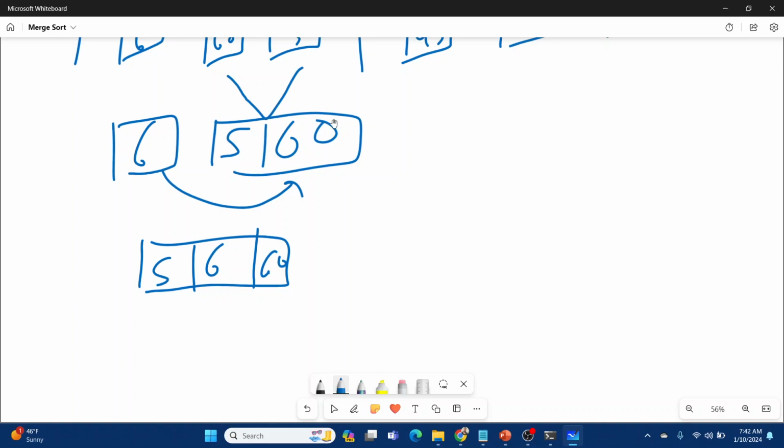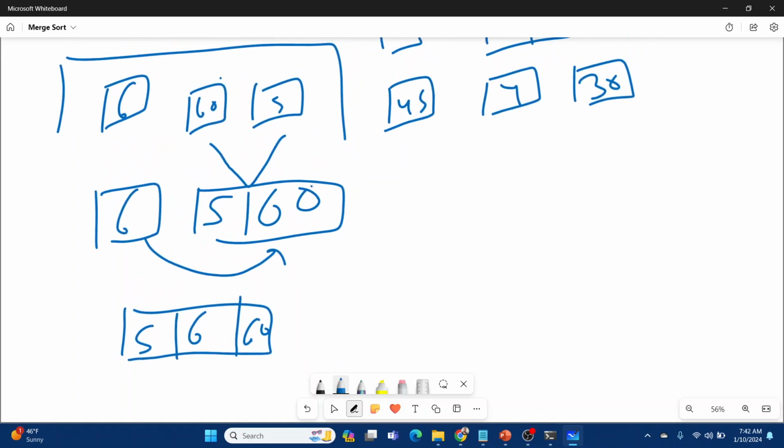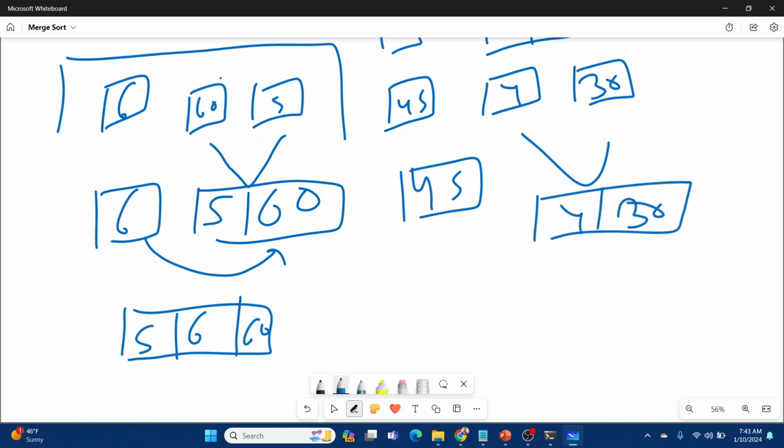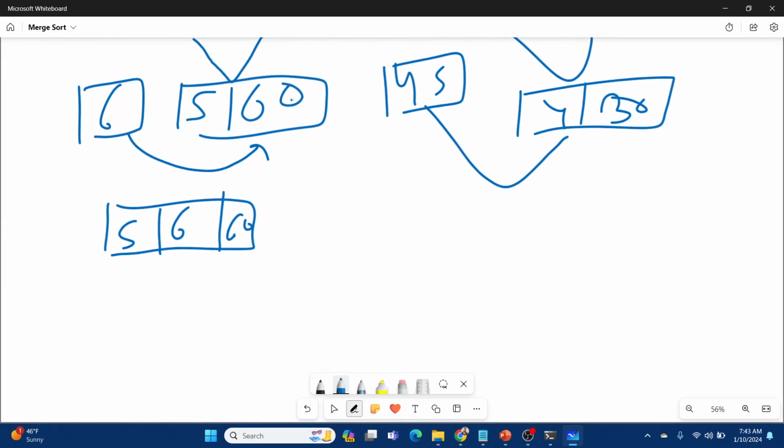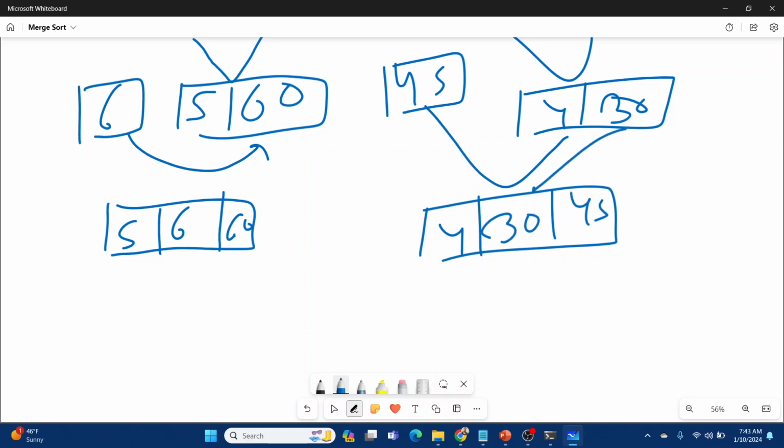The same we will do with the other half of the array. First we will merge them back together. 45 is at its right position, and 4 and 30 will be at the right position. When we merge them back together, what will happen? Is 45 greater than 4? True. So in a new list, 4 will come before 45. Then it will check if 45 is greater than 30. Yes, it is also true because 45 is greater, so 30 will also come over here: 4, 30, and 45. So we got two subarrays that are already sorted: 5, 6, 60 and 4, 30, 45.